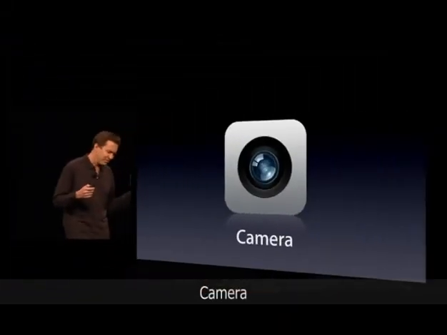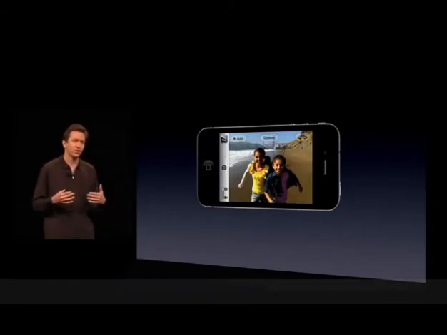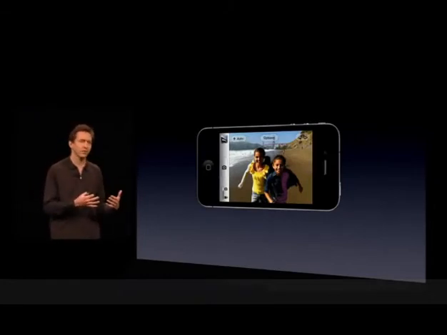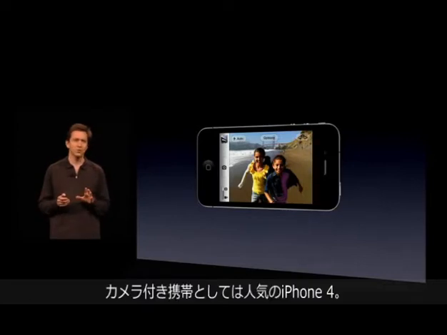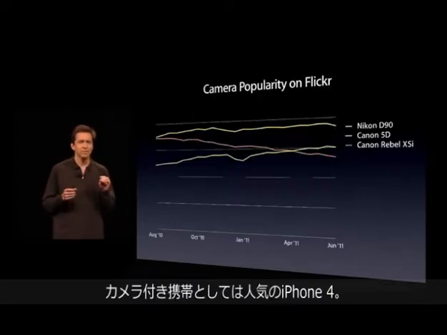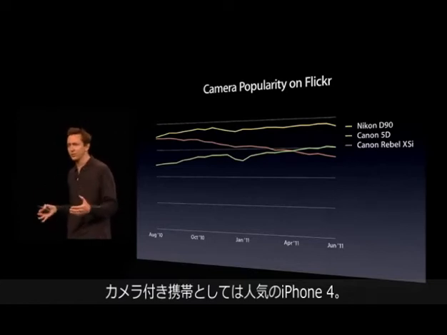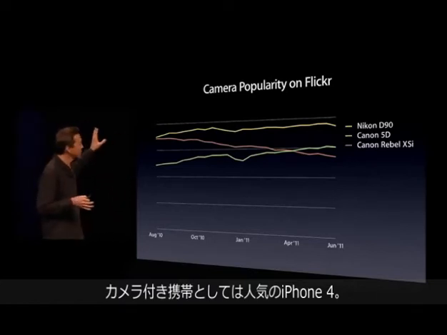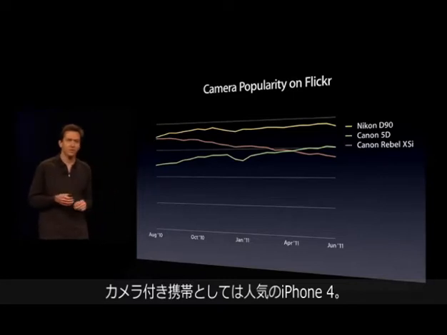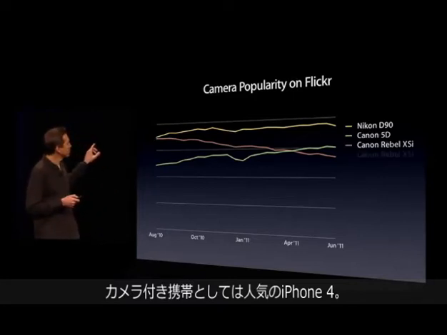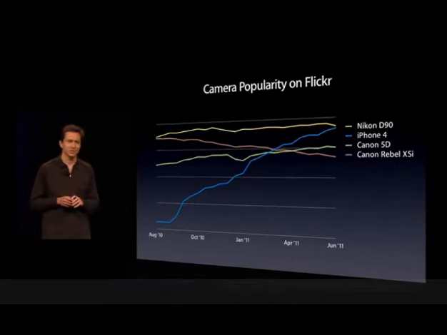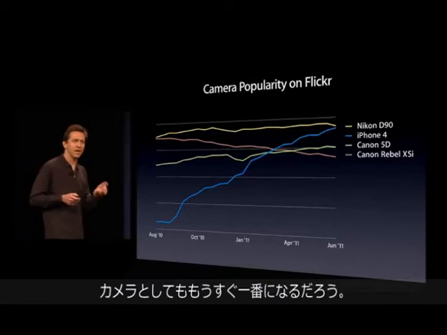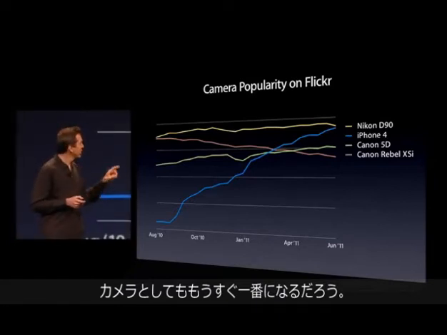Next is Camera. The iPhone 4 is widely regarded as having one of the best cameras on a mobile phone. It's also one of the most popular. In fact, if you look at cameras used to take photos and then post them to Flickr, now this is all cameras, not just cameras on phones. You see where the iPhone 4 is. It is already by far the most popular camera on a phone to take photos, and it very soon will be the most popular camera overall.